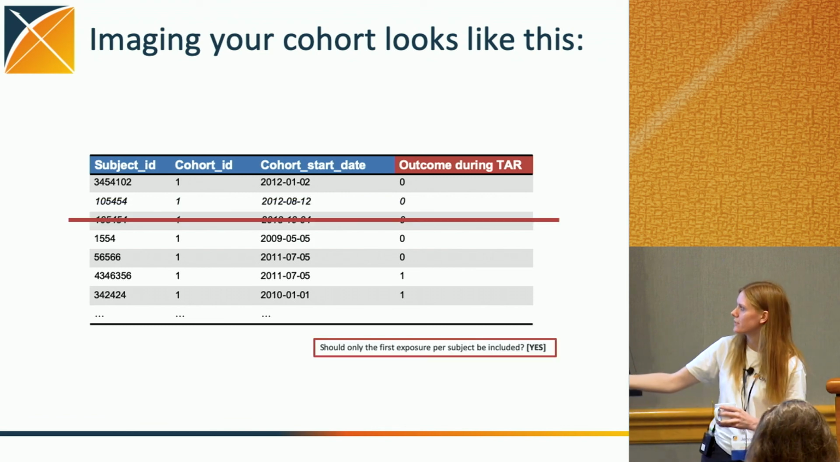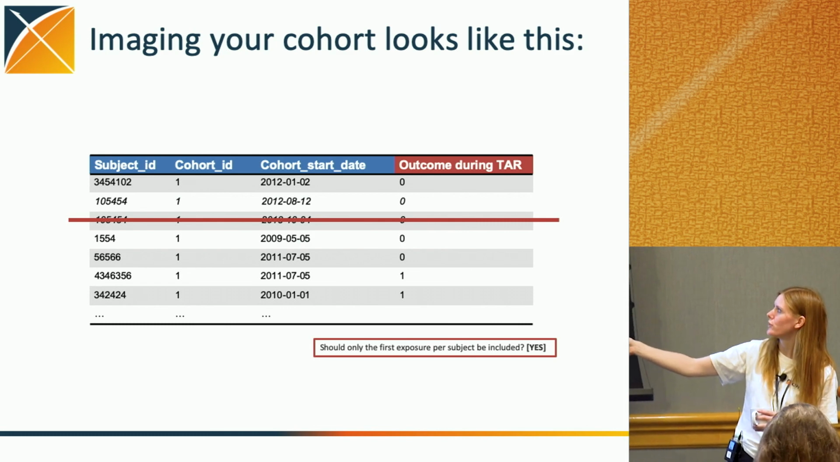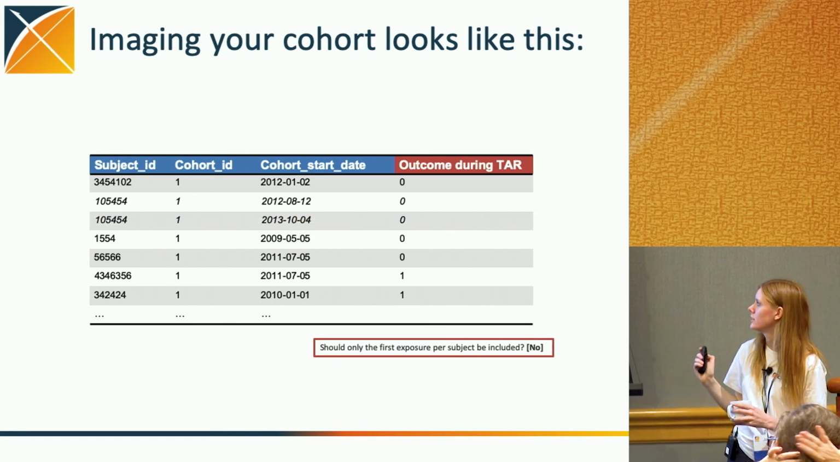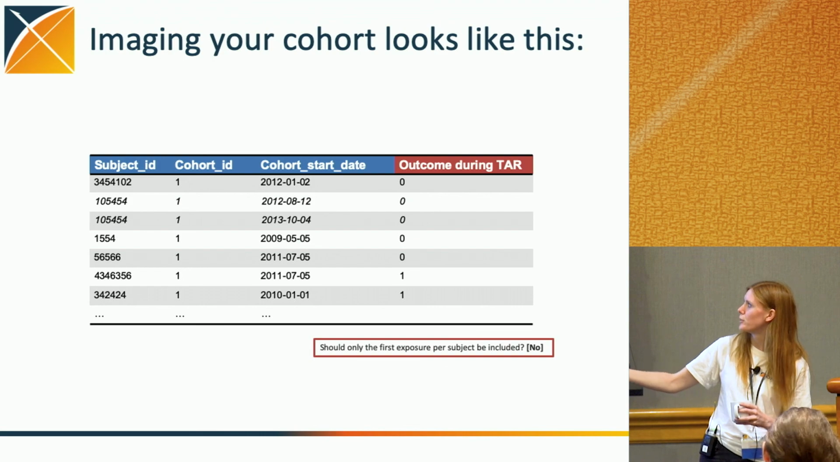So you could say, should only first exposure per subject be included? Yes. That means that this second time that they entered the target cohort, they're going to be removed. So you've only got one entry per person, so everyone in your label data is unique. If you didn't care about whether they have to be unique, then you can put no here, and this person would enter twice.